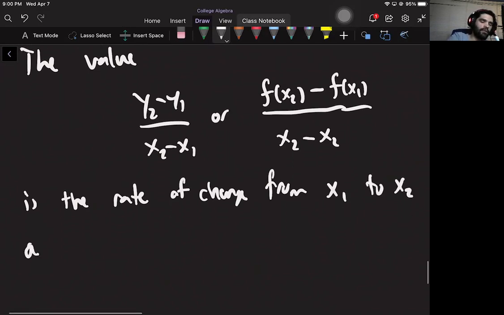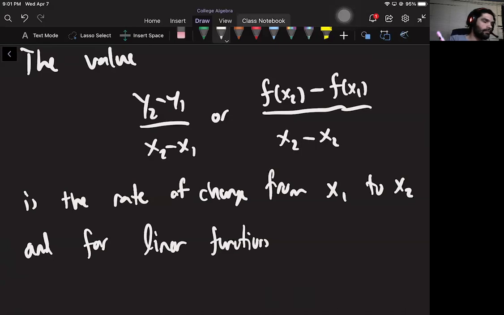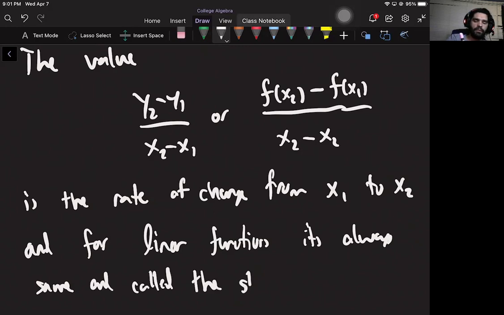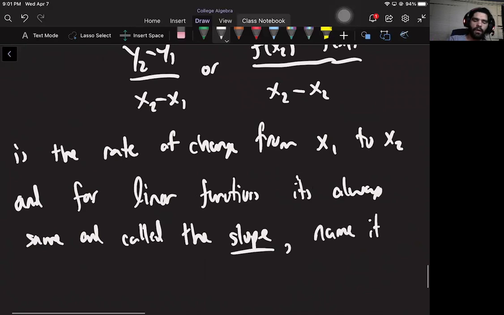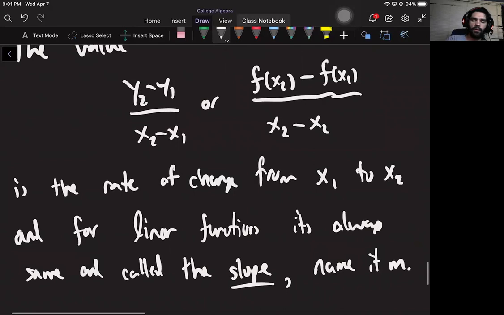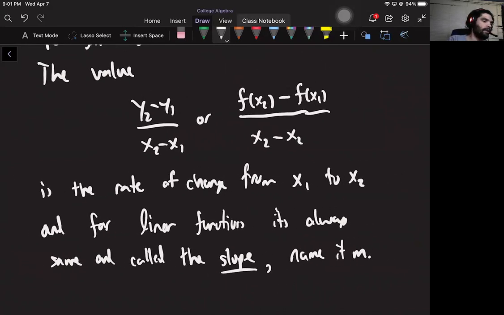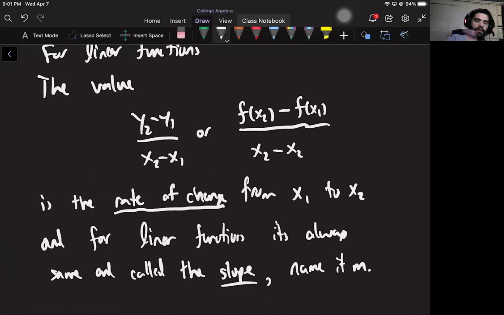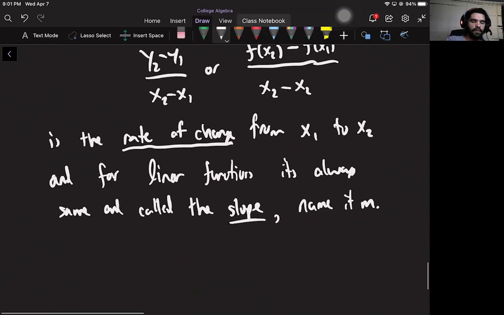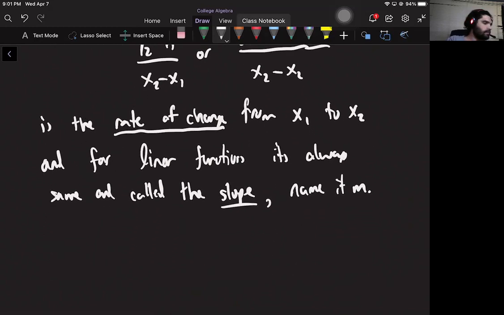And for linear functions, it's called the slope. It's always the same. And we usually name it m, typically, because it's just some number that we call m once we know it. So in general, it's called the rate of change, but for linear functions, it's called the slope. Linear functions are very special and it's always the same, so we can just name it a single number called m, the slope.